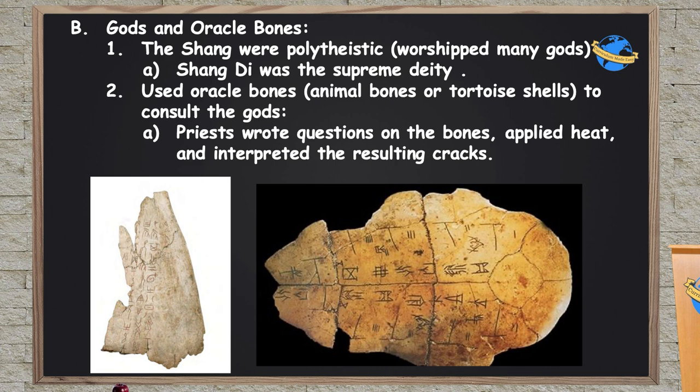The question might be, should I go to war with country A or country B? And if the crack develops through the line country B, you can interpret that to mean don't go to war with country B, go to war with country A. Of course, you could also see that as saying, no, the crack means don't go to war with the other one. But this is why there's a lot of interpretation here.